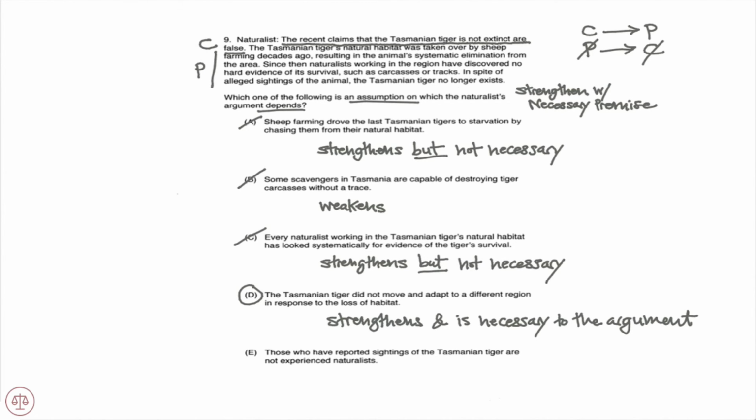But again, let's just make sure by checking E: those who have reported sightings of Tasmanian tigers are not experienced naturalists. Again, completely irrelevant. What difference does it make if they are or aren't? I guess you could argue that E strengthens, somehow assuming that if you're not an experienced naturalist, you don't know what a Tasmanian tiger looks like. It really doesn't do anything. And when you negate it, those who have reported sightings of the Tasmanian tiger are experienced naturalists. Great, what difference does that make? So E clearly does not follow. D again would be the correct answer, because not only does it strengthen, D is necessary to the naturalist's argument. And that is a strengthen with necessary premise question, the most difficult type of question that appears on the logical reasoning section.